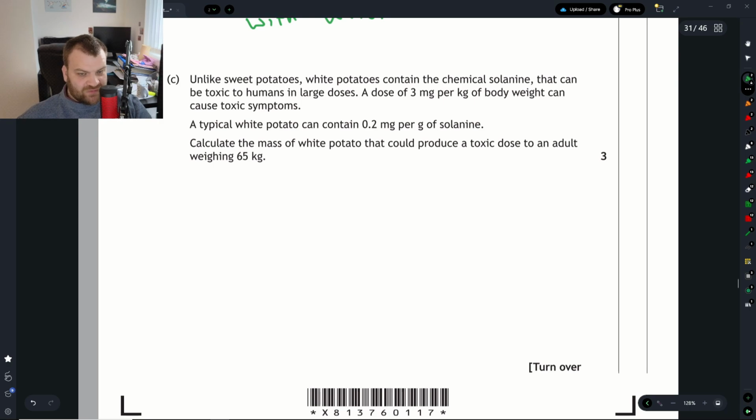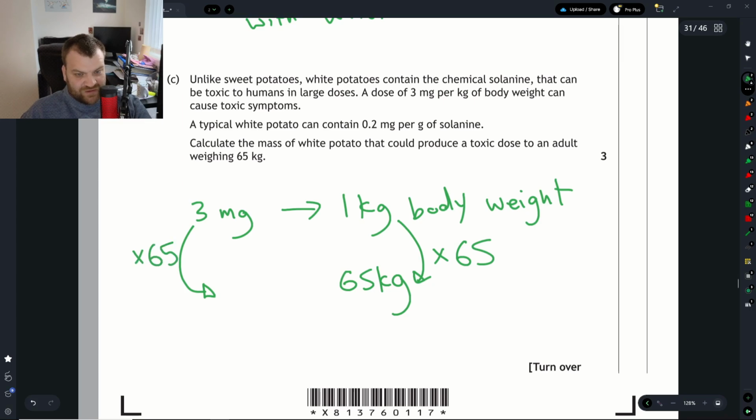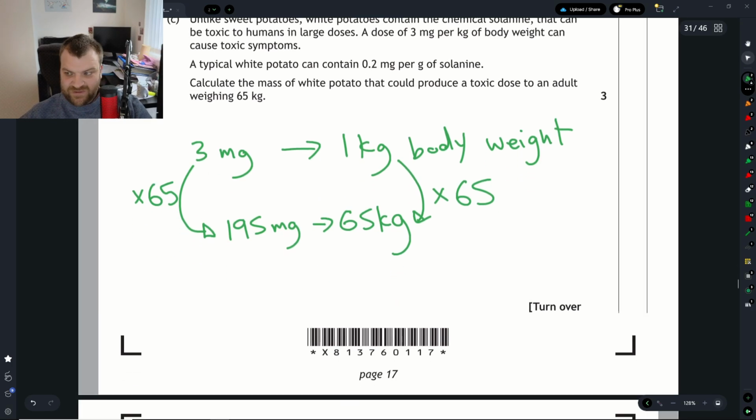Next one, we are doing one of the scaling up ones using proportions. We are told that we have 3 milligrams in 1 kilogram body weight. And we are told we have actually got a 65 kilogram person. We are scaling up and we multiply by 65 because it's 65 times bigger. So we do the same on this side, times 65. That should be 195 milligrams for the 65 kilogram person.